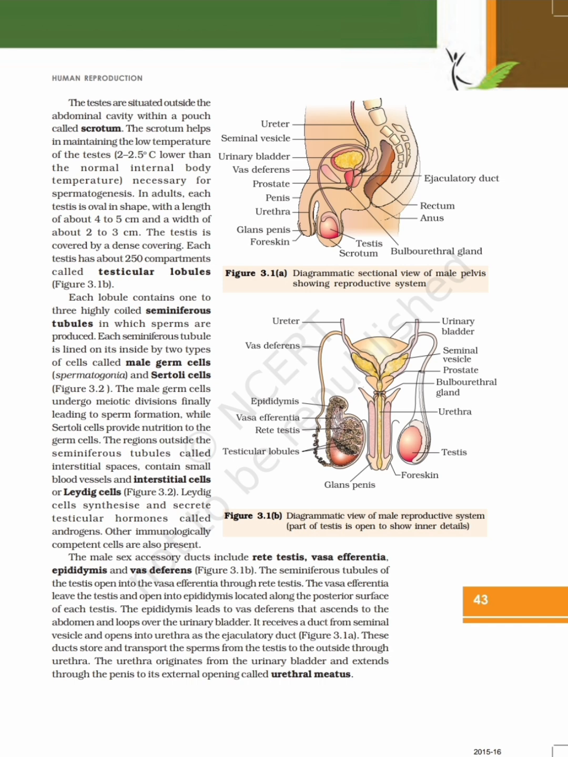These seminiferous tubules are lined by two types of cells: the male germ cells, also known as spermatogonia, and Sertoli cells, which are also known as nurse cells. The male germ cells undergo meiotic divisions to finally form sperms or spermatozoa, while the Sertoli cells, the nurse cells, provide nourishment and nutrition to the germ cells.